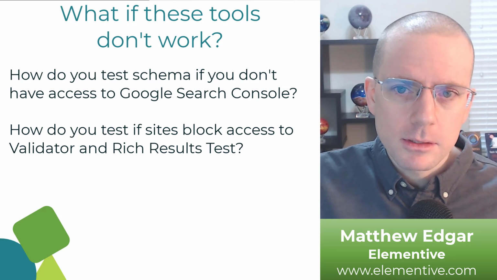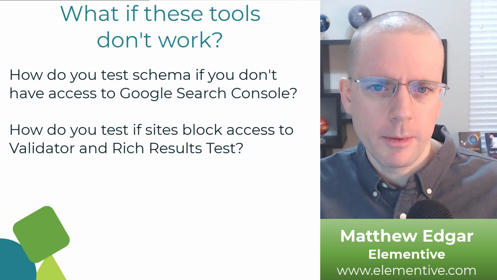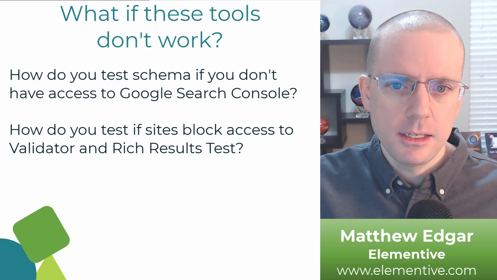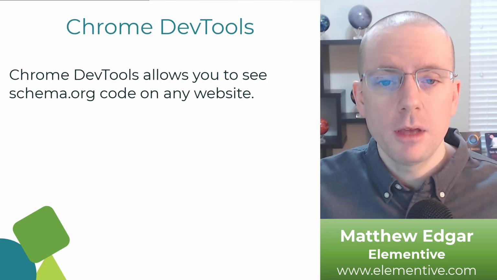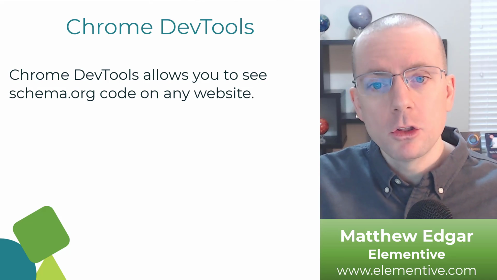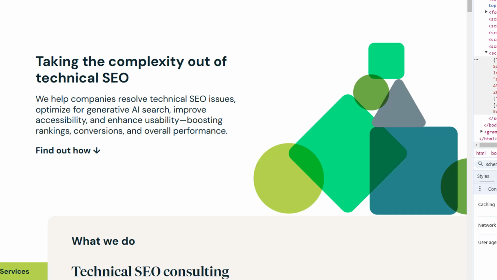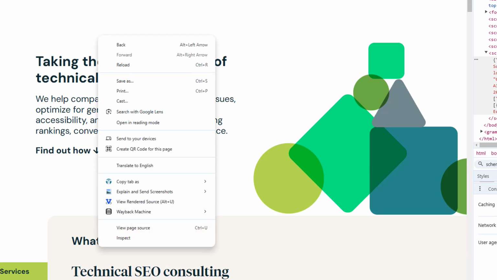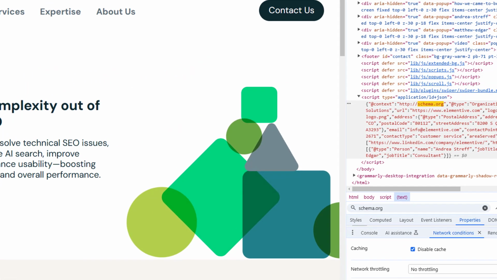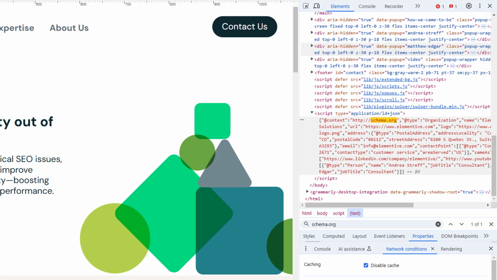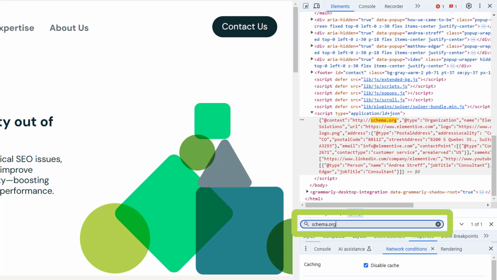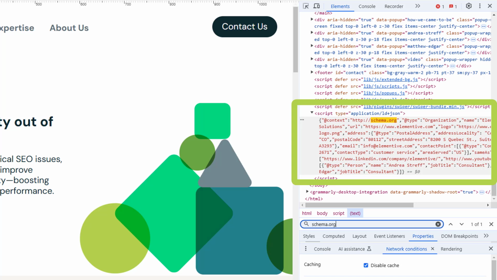So in that case, what can we do to find the schema on the website? Well, one of the easiest ways is we can go to DevTools and we can do an inspect and we can look for that code. So after you load a page in Chrome, right-click and go to Inspect. That'll open up the DevTools panel, and by default in DevTools, you'll be on Elements. Elements will show you all the HTML code for this page, and then you can search for schema.org, and you'll see what schema.org comes up. In this case, we have the organization schema here.